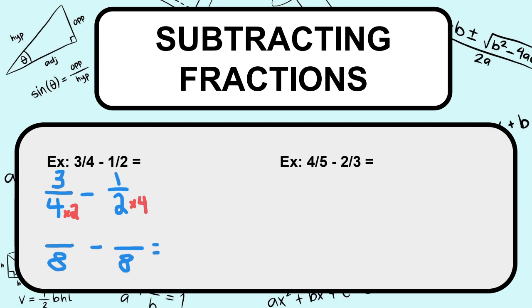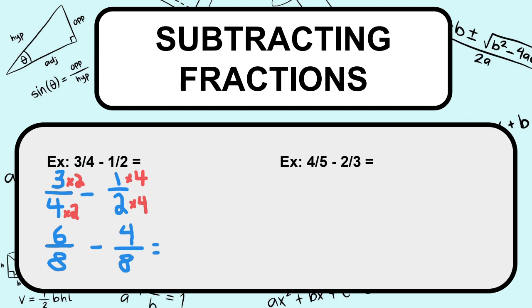However, like I said in the example, what we do to the denominator, we also have to do to the numerator. So we have to multiply 3 by 2, and we have to multiply 1 by 4. And I'm going to work that out and just fill those in below. So 3 times 2 is 6, and then 1 times 4 is 4. So now we have 6/8 minus 4/8.